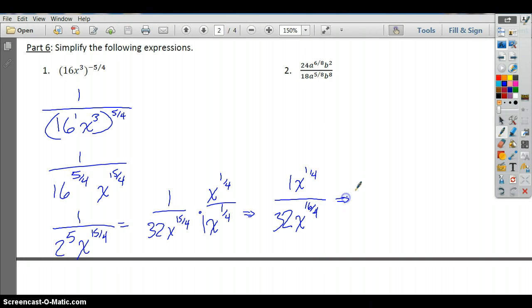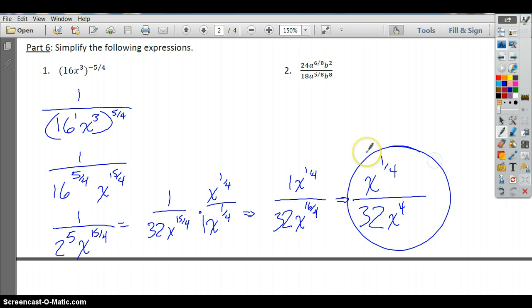So really what I have left here is x to the 1/4 in the numerator over 32x to the 4th, if you wanted to rationalize the denominator. If you didn't rationalize the denominator, that's what you would be looking at. Okay. So that's a little involved there.